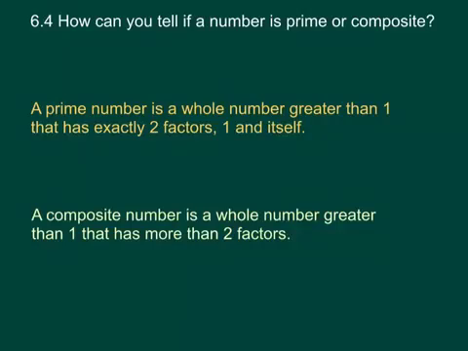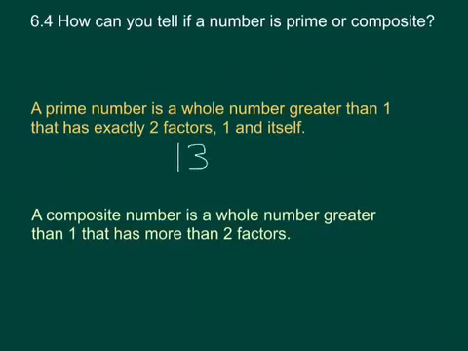Okay, our essential question is, how can you tell if a number is prime or composite? Well, obviously you need to know what a prime number is and what a composite number is. So let's define them. A prime number is a whole number greater than 1 that has exactly 2 factors, 1 and itself. And let me give you an example. The number 13 is a prime number.